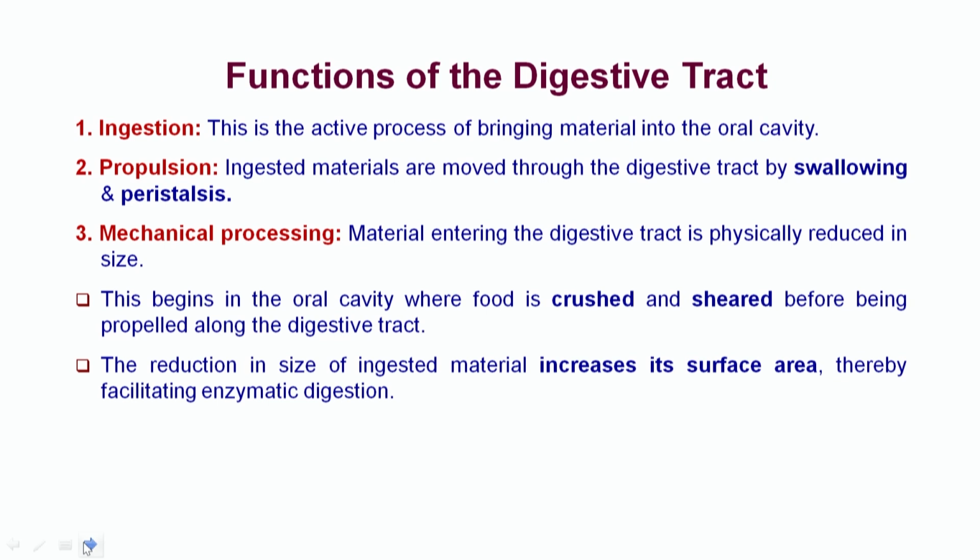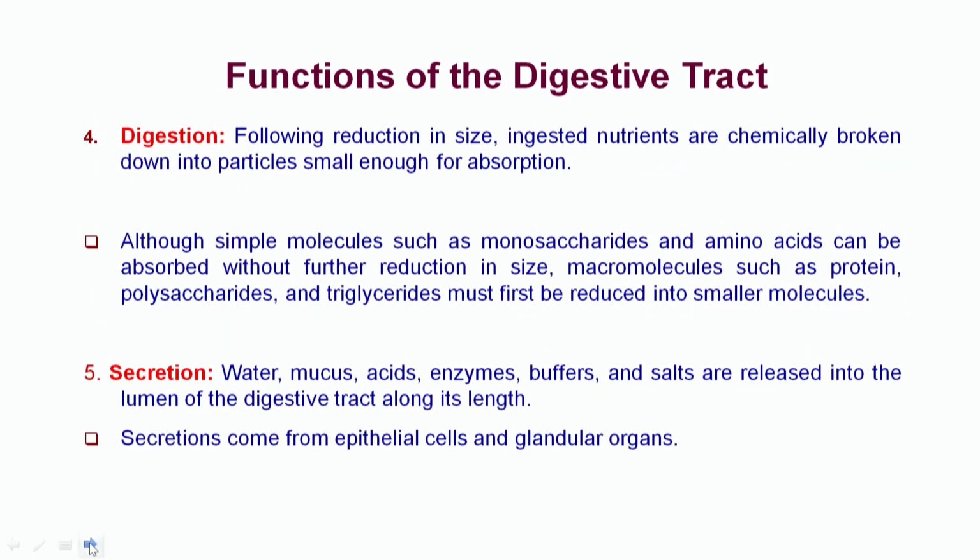Then mechanical processing. The material entering the digestive tract is physically reduced in size. This begins in the oral cavity where the food is crushed and sheared before being propelled along the digestive tract. The reduction in the size of the ingested material increases the surface area so that digestive enzymes can act on it and digest the ingested food particles.